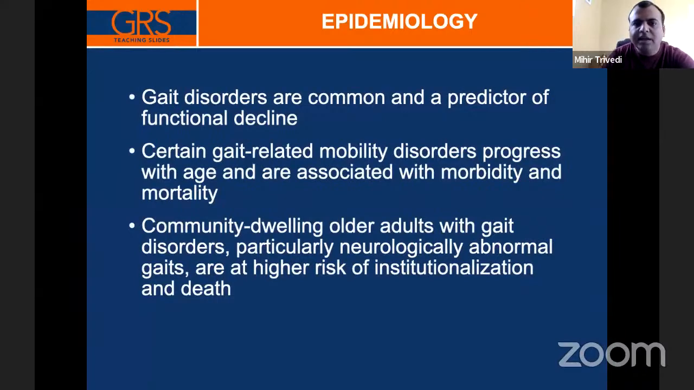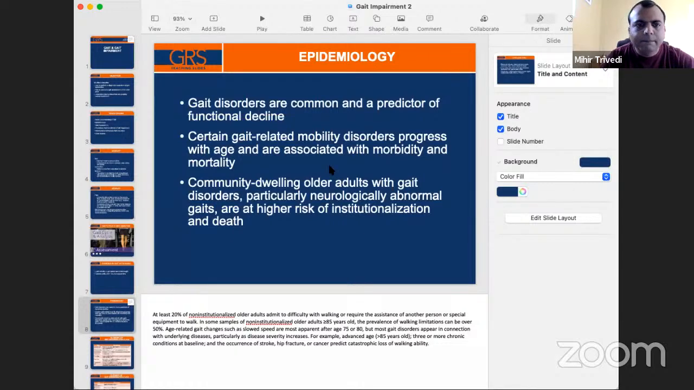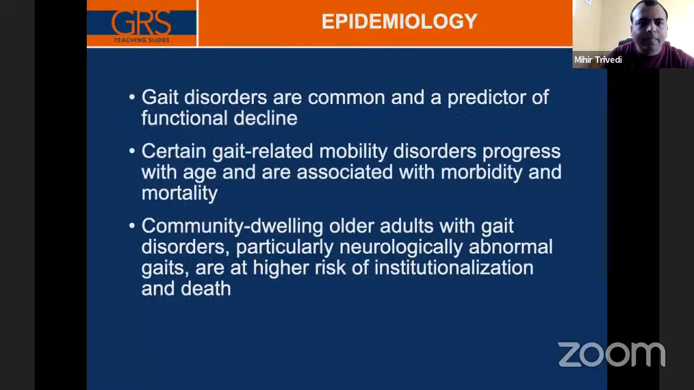Certain gait-related mobility disorders progress with age and are associated with morbidity and mortality. Community dwelling older adults with gait disorders, particularly neurological abnormal gaits, are at higher risk of institutionalization and death.